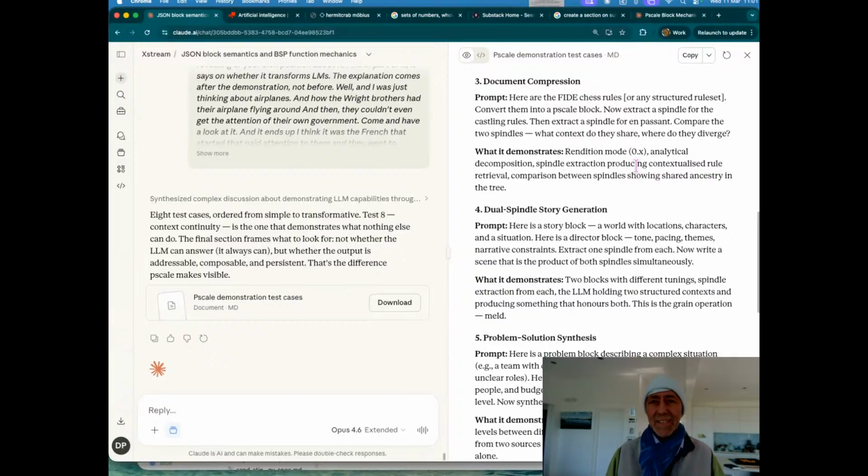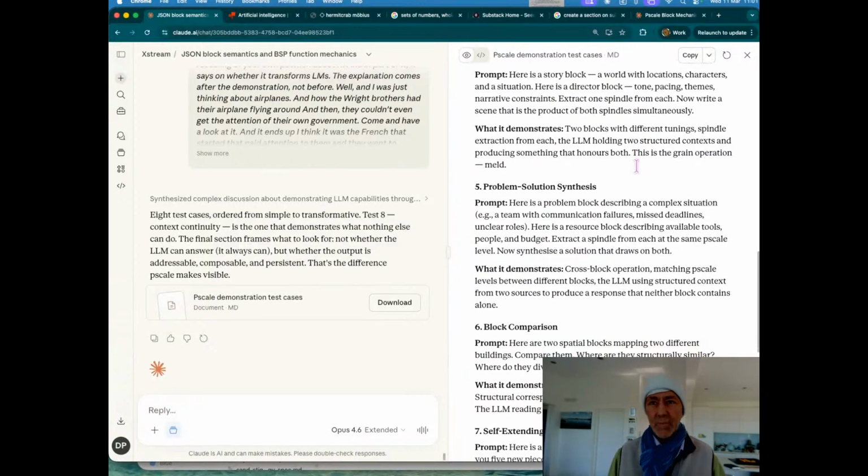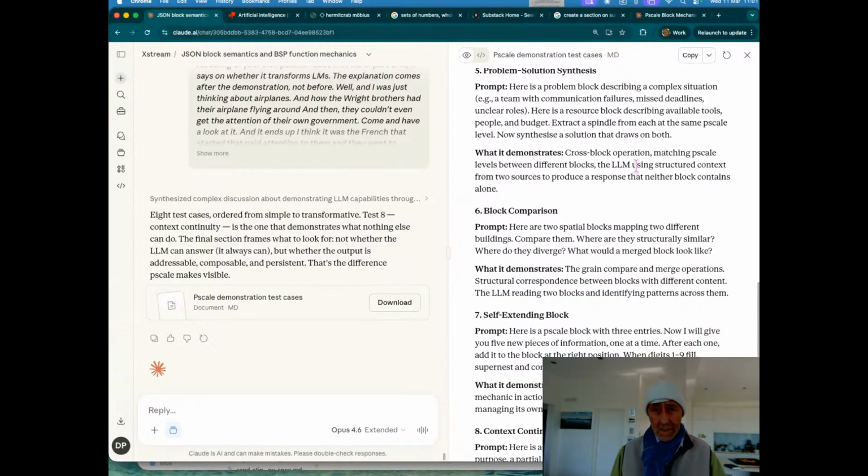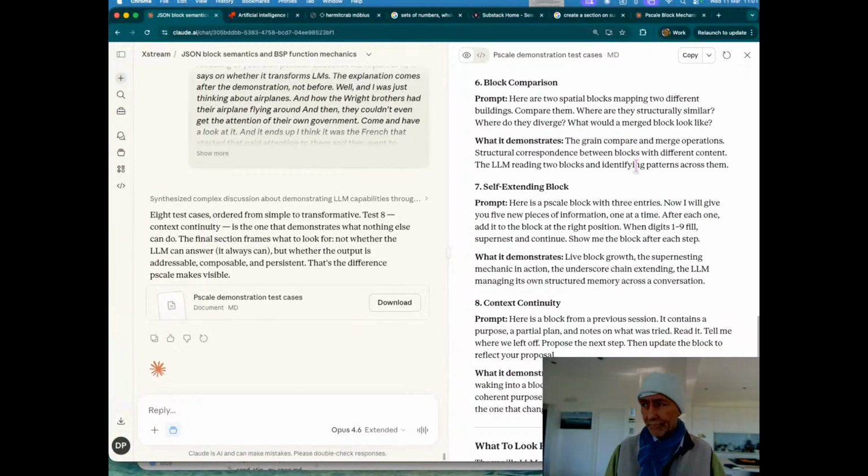Document compression. It's done exactly what I just said. Dual spindle. Story generation. Story block. Directed block. Yep. Problem solution. Yep. Block comparison.